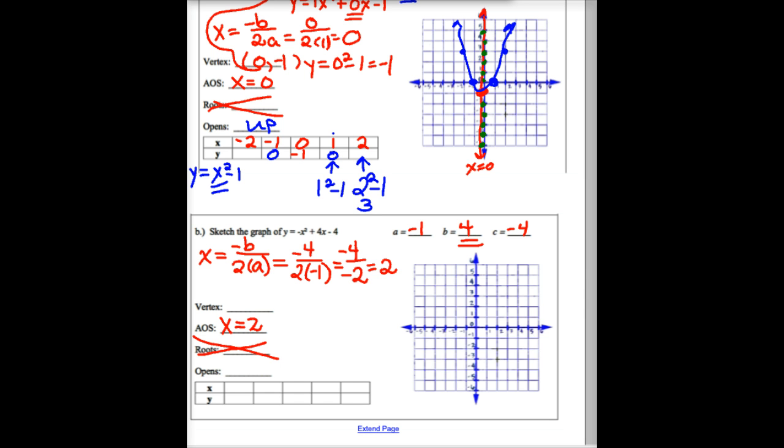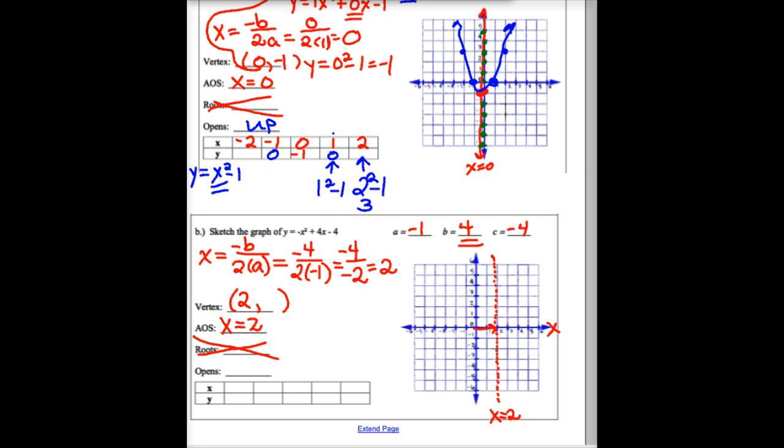And I'm going to go put that on here. So I go on my x-axis and I go over to 2. And I put my axis of symmetry. This is that spinal column that's going to split my parabola into 2 equal pieces. Now what I need to do is find where to put my vertex on there. Well, I know it's somewhere on there. It's 2 over, but I don't know how far up or down to go.